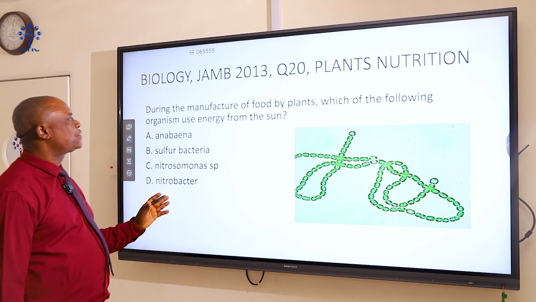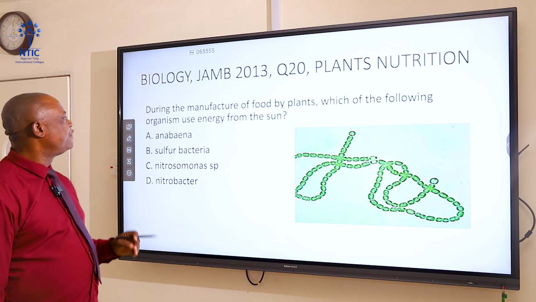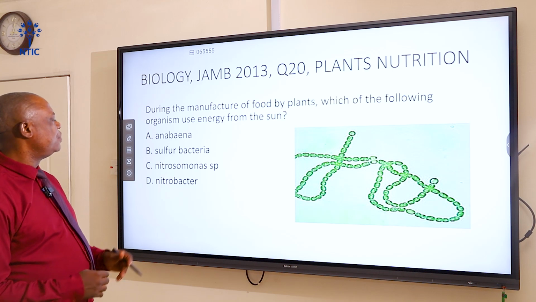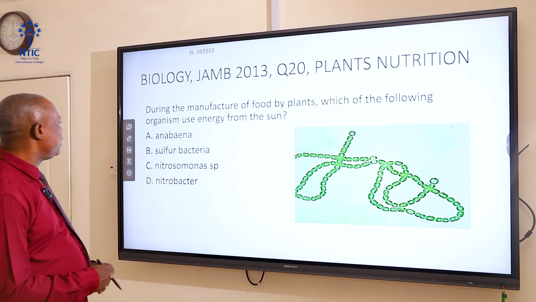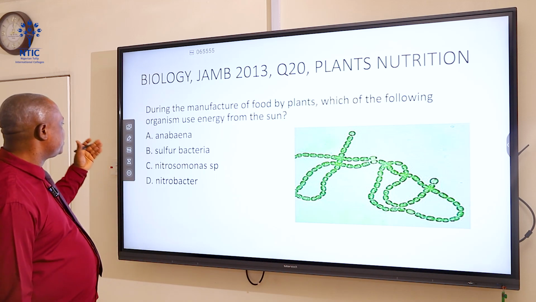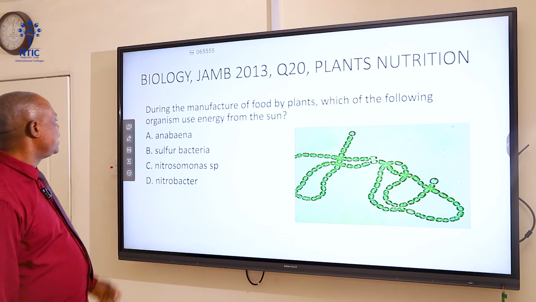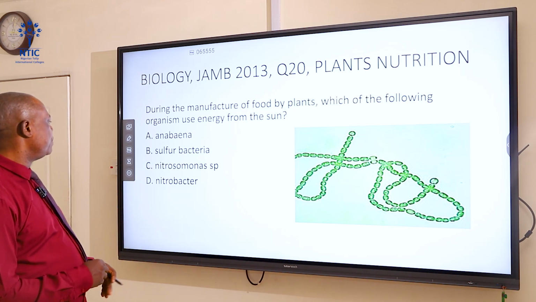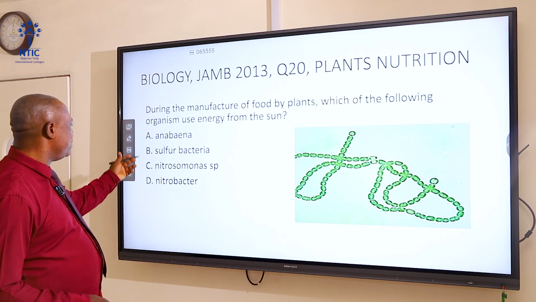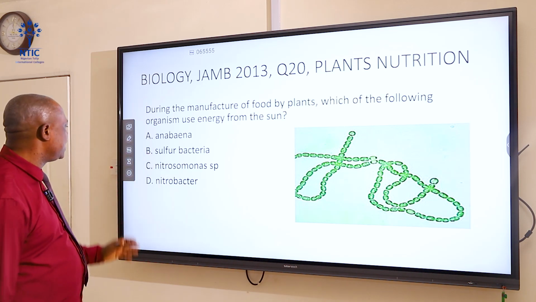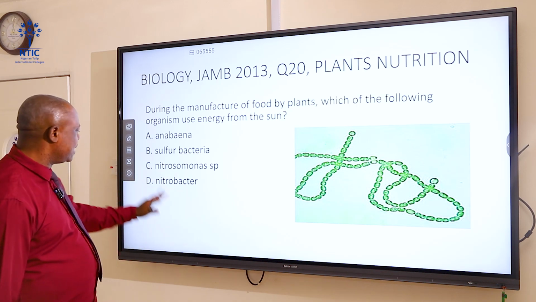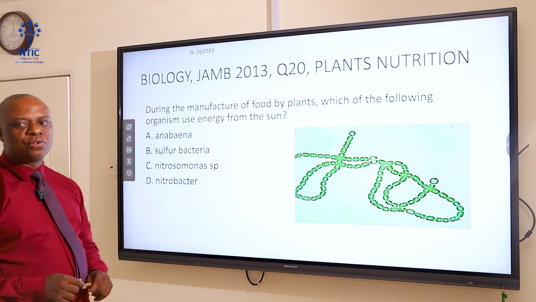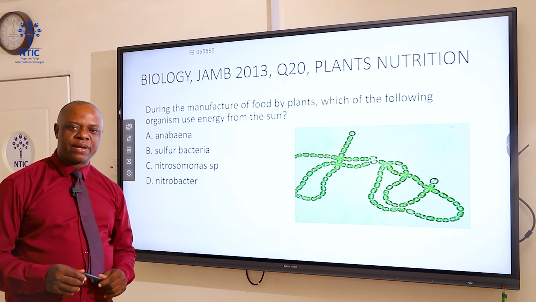During the manufacture of food by plants, which of the following organisms use energy from the sun? Now, look at the organisms here. You have the Anabaena, that's option A. B, sulfur bacteria. C, Nitrosomonas species. Then D, Nitrobacter. All these, B, C, D, sulfur bacteria, Nitrosomonas, and Nitrobacter, they are the group that are classified under those that synthesize their food chemically.